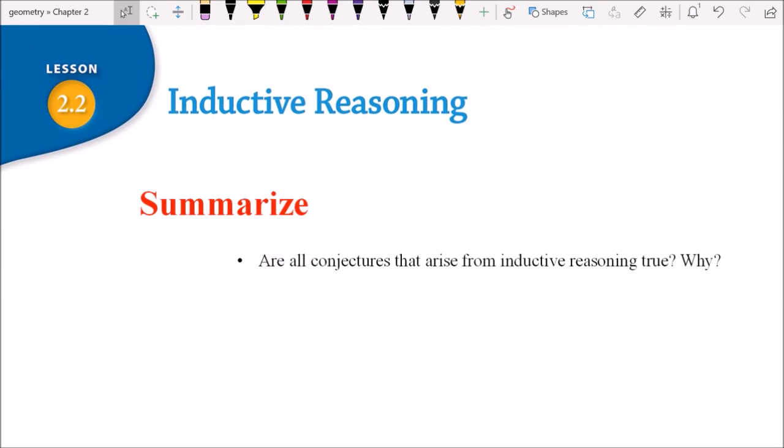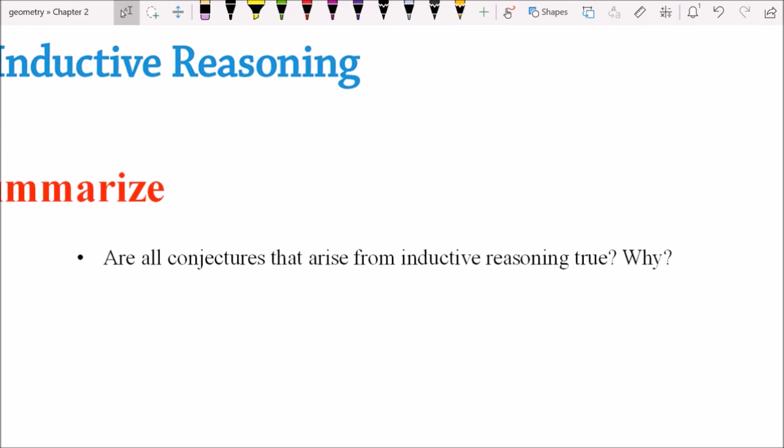All right, final thing to think about. Are all conjectures that come from inductive reasoning true? We saw an example with Sean. Sean used good inductive reasoning, noticing the patterns, and came up with a conjecture that all linear pairs are supplementary. But that doesn't mean that it's true.